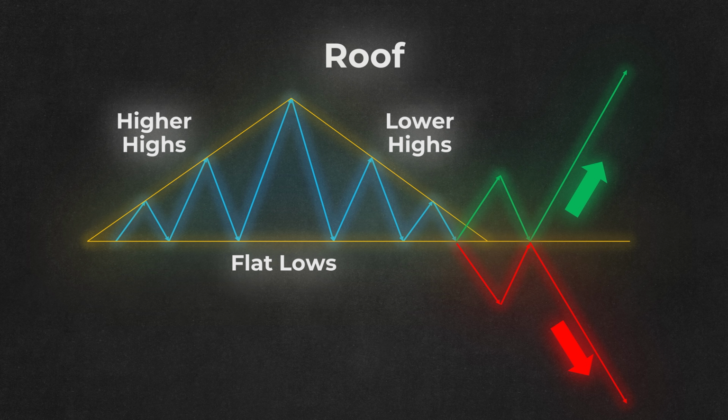If price breaks out to the upside of the roof, the trader must wait for it to retrace back to the support line given by the flat lows, and then enter a long trade. If price breaks out to the downside of the roof, the trader must wait for price to retrace back to the resistance provided by the flat lows.